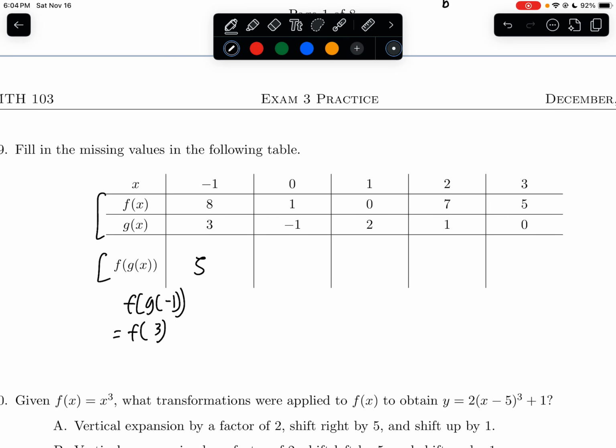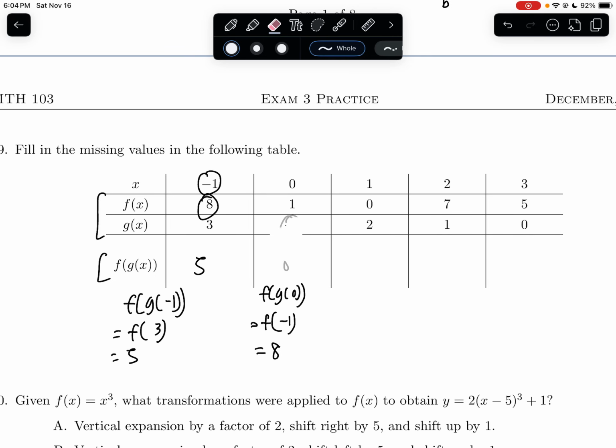So this is f of g of 0. I need to do g of 0 first. I find the 0, it's the one right above it, -1, and then x equals -1. The value for f is 8, and so this is 8. This is my second one, and we can keep going. It's very similar. So that's 8.